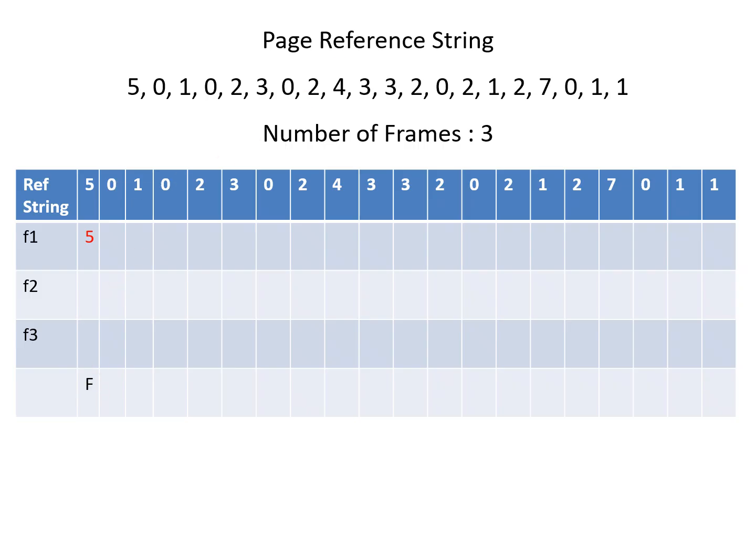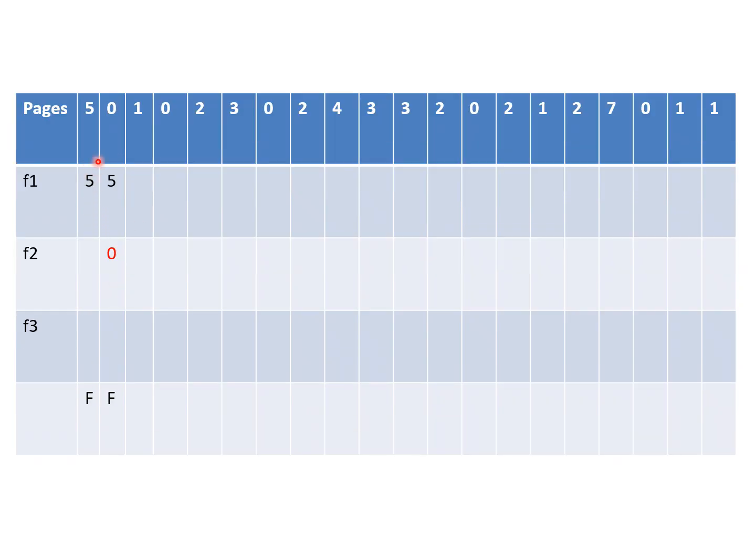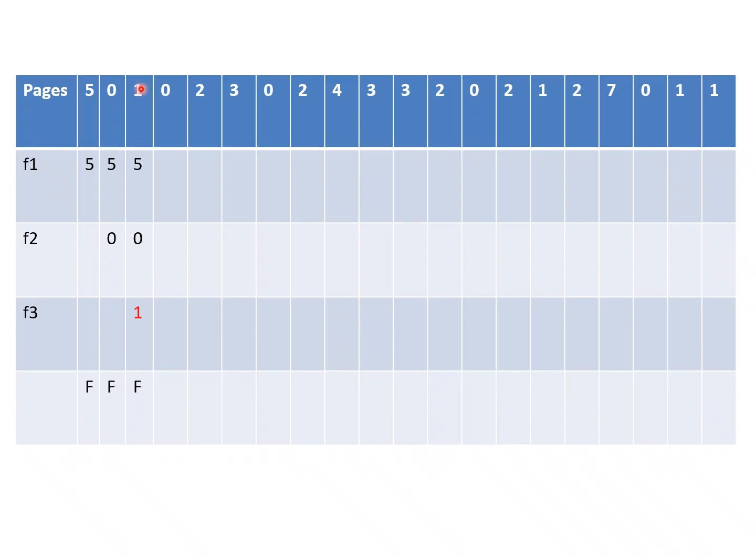Next we have the reference string 0. It will search it in the memory. Only 5 is there, 2 empty spaces are there. So 0 is not available, and again 0 leads to a page fault. The next requested page is 1. It will search in the memory: 5, 0, and an empty space. So 1 is not available, so 1 is also leading to a page fault.